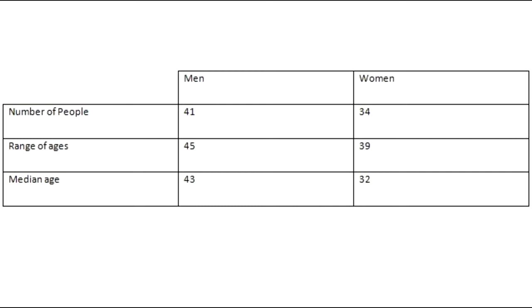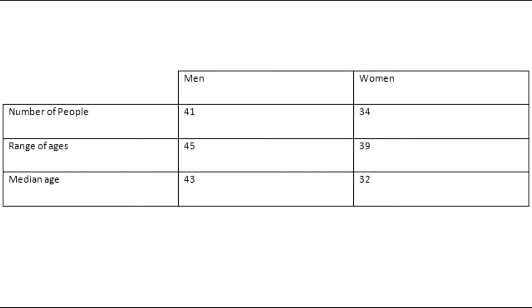Now in order to calculate the median age for the men, 41 values are there. 41 divided by 2 is 20.5. So it will be the 21st value. From the stem and leaf diagram for men, we see that the 21st value is 43. So the median is 43.